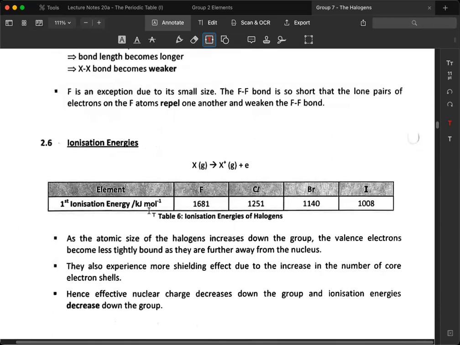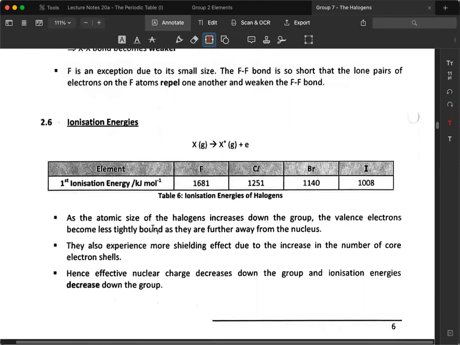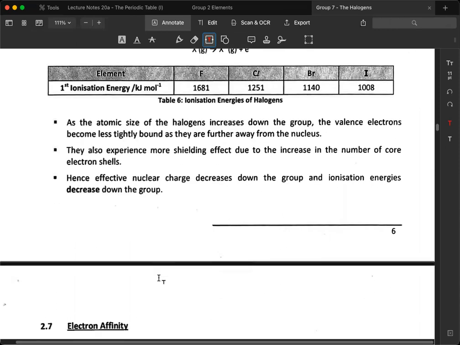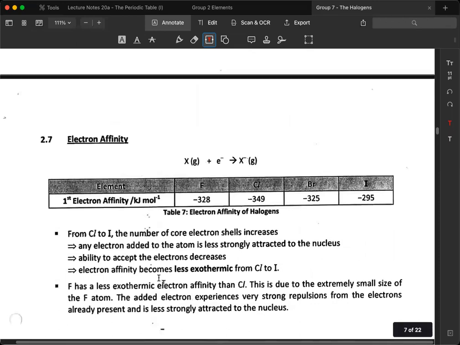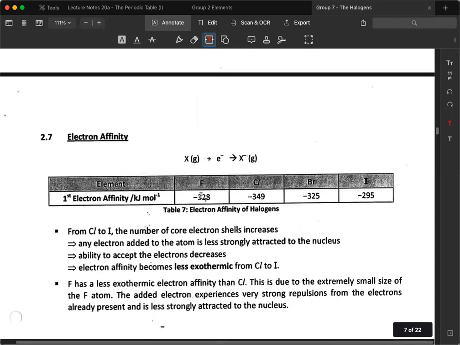IE-wise, as the atomic size of halogens increases, the valence electrons become less tightly bound. There is more shielding effect, so the effective nuclear charge decreases and IE decreases. Electron affinity becomes less exothermic. Magnitude-wise, it increases a bit here, but then decreases in general.